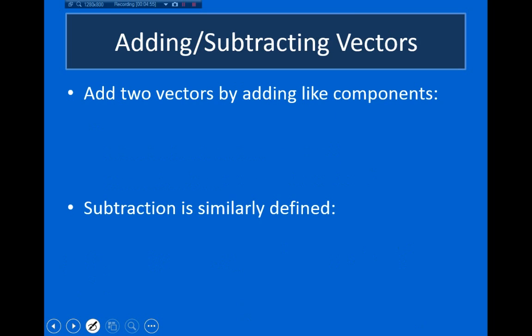Now that's how we multiply by a scalar. How do we add or subtract vectors? Well, it's very simple. If I have a vector A and I add this to a vector B, all you do is you just add like components. So the x component of this is going to be the x component of vector A plus the x component of vector B. And the y component will be the y component of vector A plus the y component of vector B.